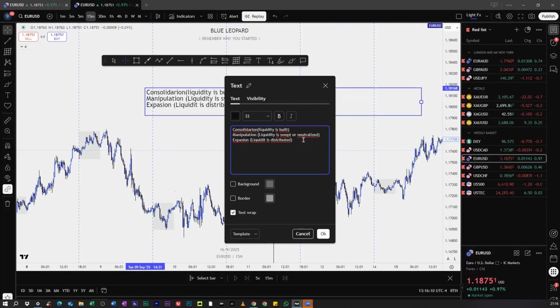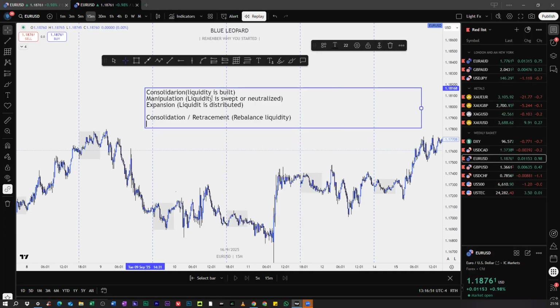Now see, after expansion, what do you have? You have a pause. It could either be a consolidation again or a retracement. What is a retracement? Retracement is when we rebalance liquidity. Rebalance means we bring price to a fair level. Okay, the market will bring price to a fair price. And after the retracement, we could have another manipulation or an expansion.